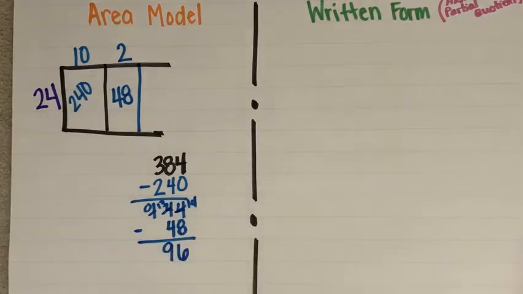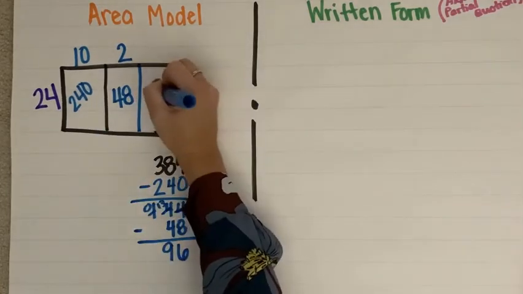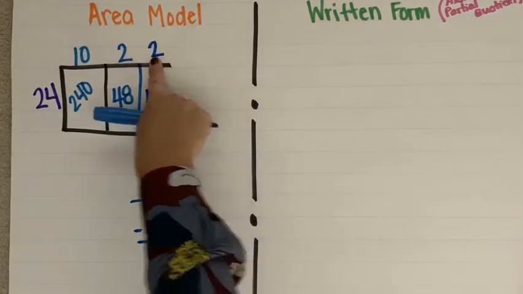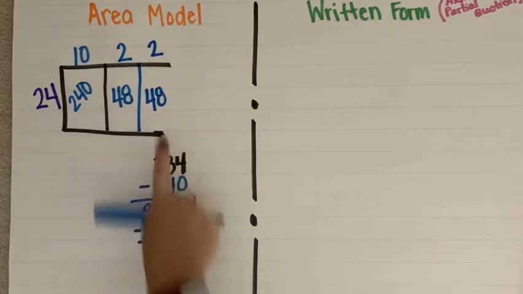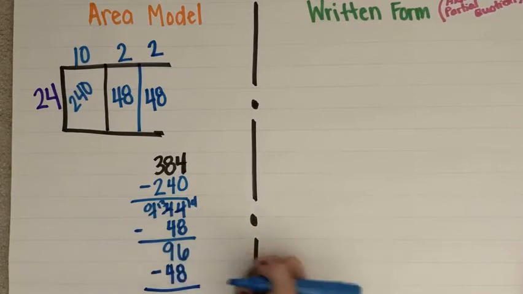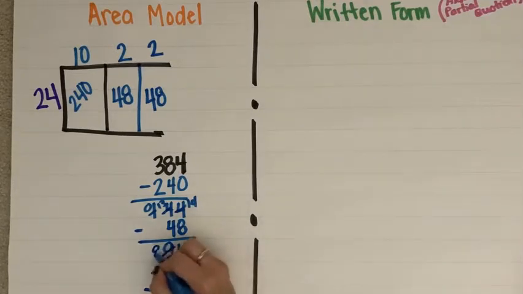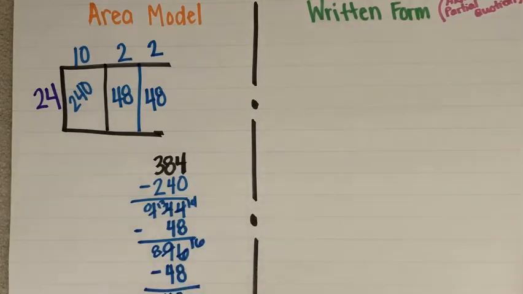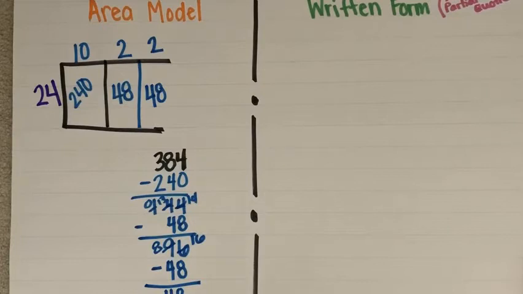Now I ask myself, okay, can I take another 48? Yeah, I can take another 48. So I take 2 times 24 is 48. So I'm going to subtract 48 from 96. That becomes 48. Now I ask myself, can I take another group of 48, or do I need to do something different?